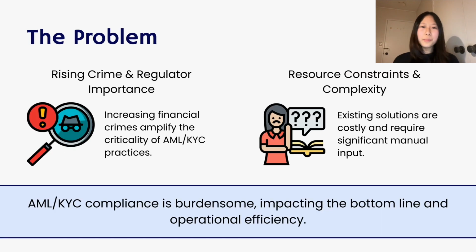The challenges to the businesses and professionals can be summarized into two parts: rising crime rates and increased emphasis on regulations, which has amplified the importance of having anti-money laundering and know your customer checks in place. Most smaller scale businesses and independent professionals lack the time and money to perform them. As a result, their business bottom line and operational efficiency is significantly impaired.